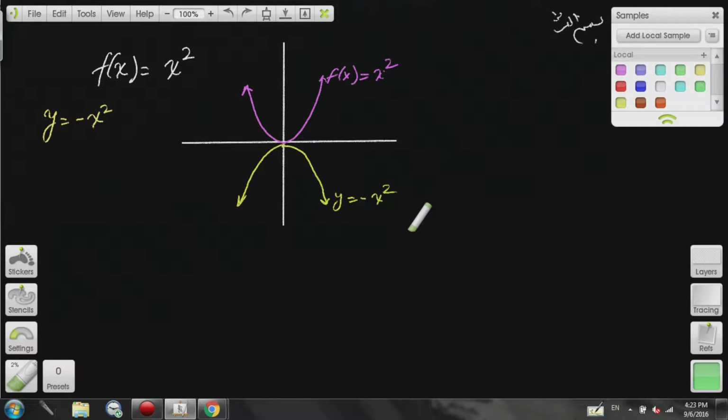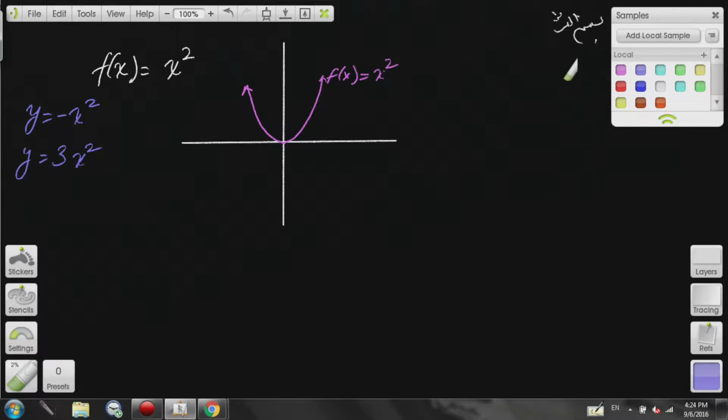Now let's go back to the original function. The parent function. That's that. So now you realize if you know the parent function, you know this. That's going to be the mirror image. And you know this, y equals 3x squared. And that one's going to go up faster, like we just said.